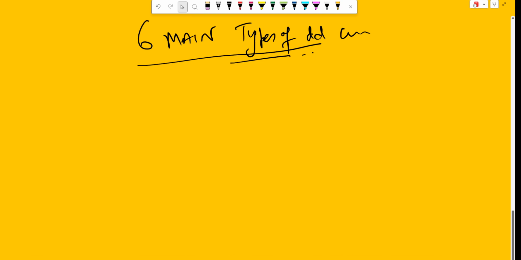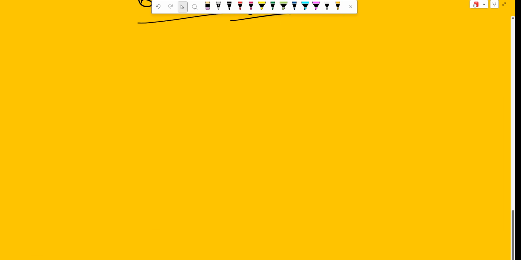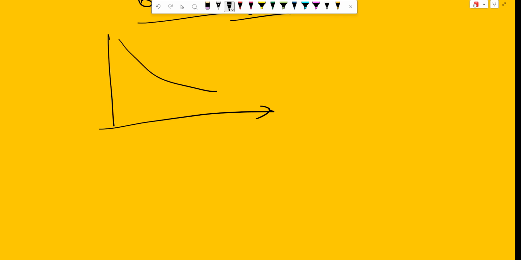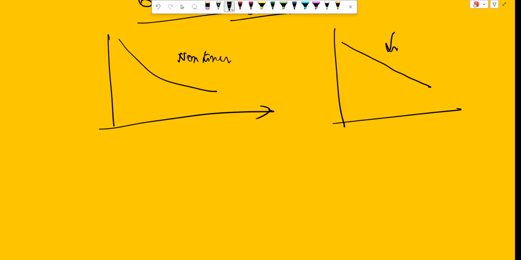Okay, first is a normal negatively sloped demand curve, which seems to be a very normal type. This can be linear, and this can be non-linear. Non-linear downward sloping, and this is linear downward sloping. That's a very normal, common thing.